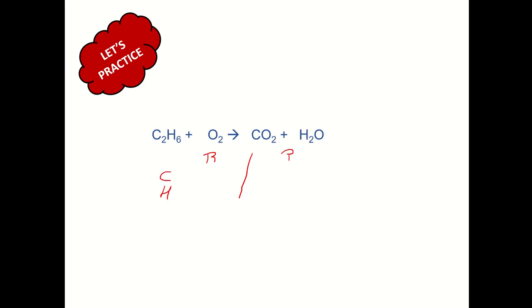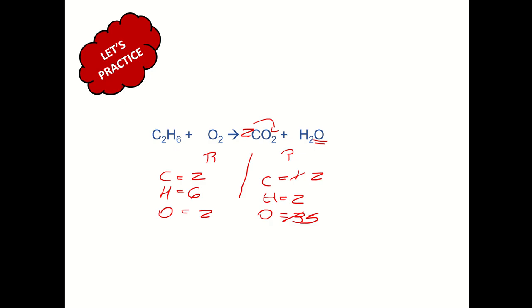So I have carbon, hydrogen, oxygen, carbon, hydrogen, and oxygen. So I have a 2, I have 6, and I have 2. And on the other side I have 1, I have 2 hydrogen, and I have 3 oxygen, right? So now I will start with carbon, so I can put a 2 over here. So now it's fixed, but now I have 4 oxygen on this side. So 4 plus 1 will be 5 oxygen.